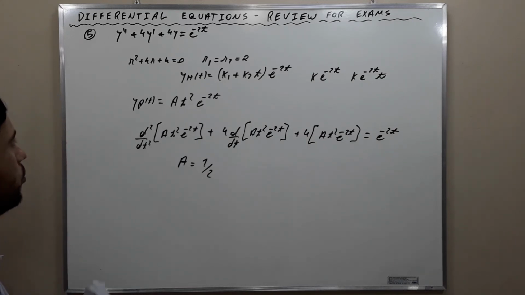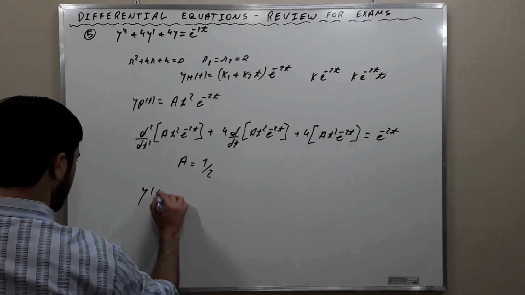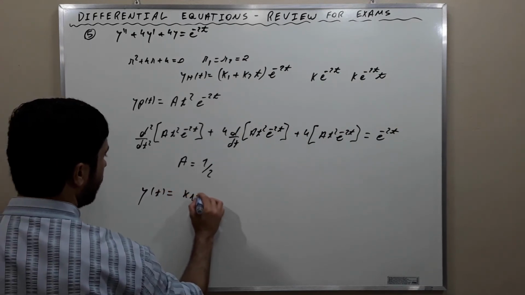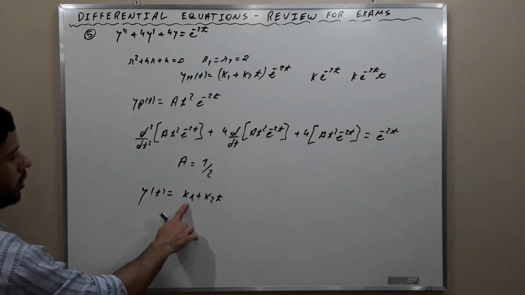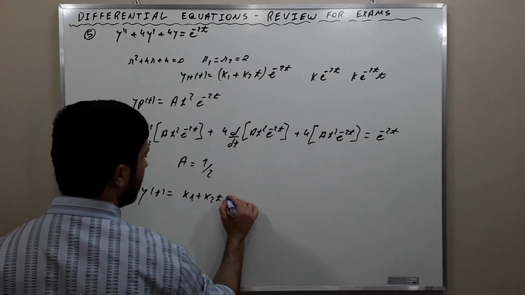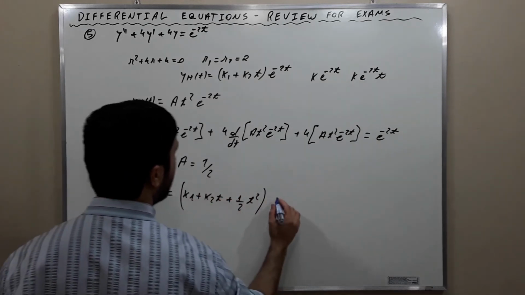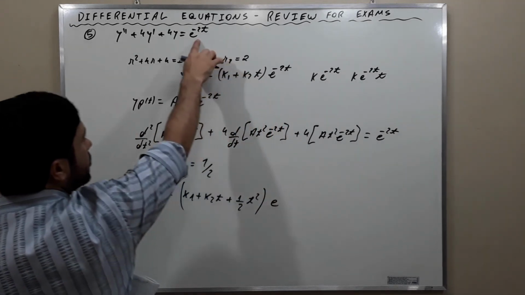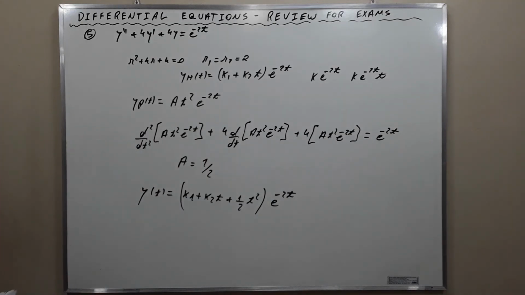And with the particular solution and the homogeneous solution, we find the general solution or the complete solution. The complete solution will therefore be k1 plus k2t plus a half t squared, it all multiplying the common term, which is the forcing term, e to the negative 2t, okay? This is the complete solution of this differential equation.